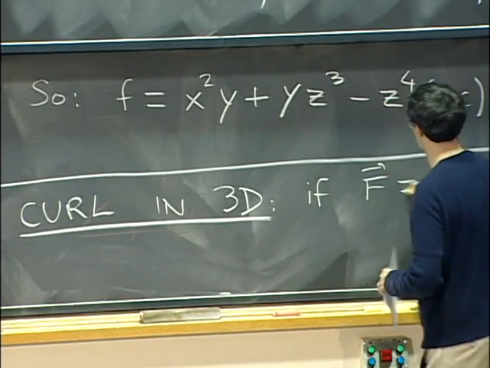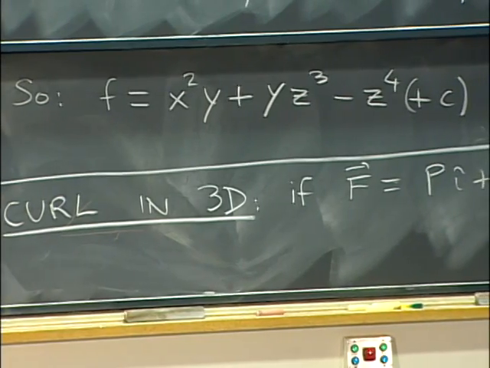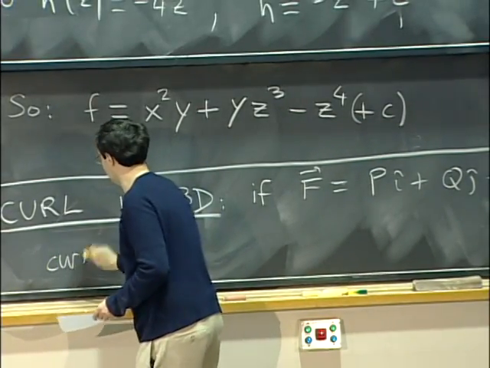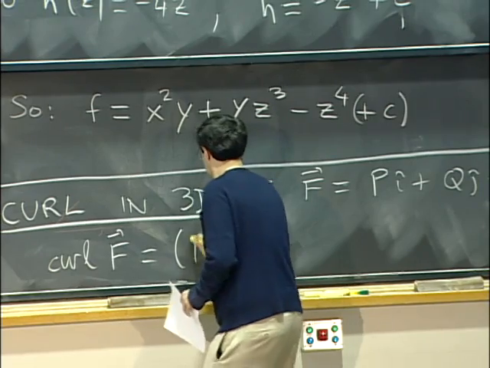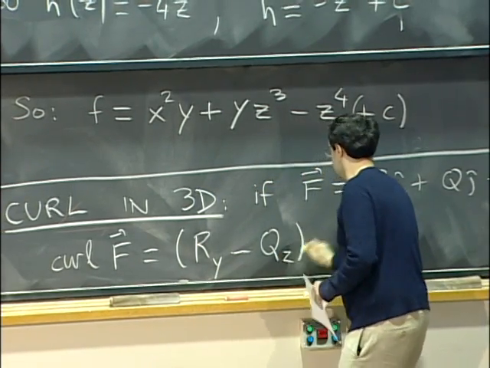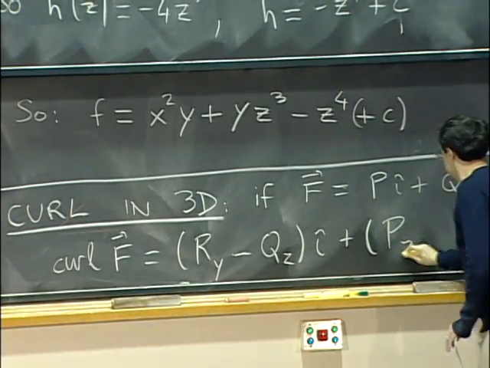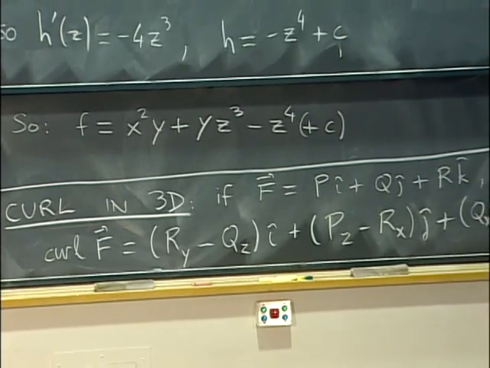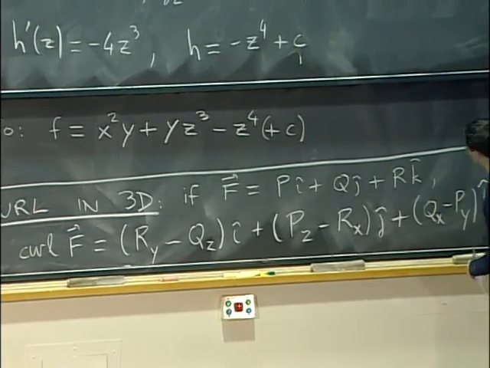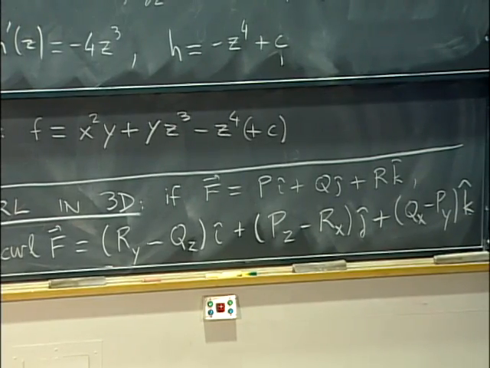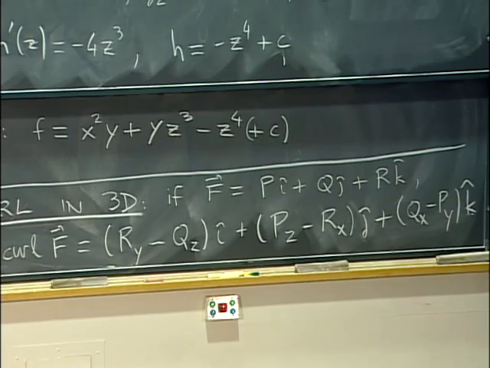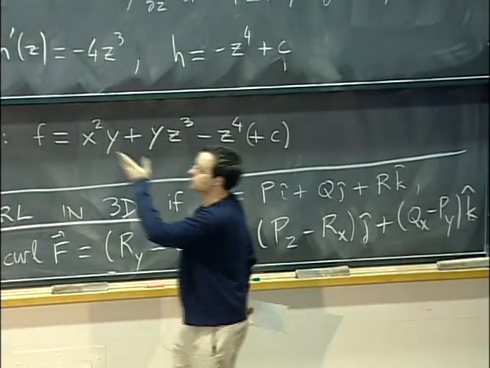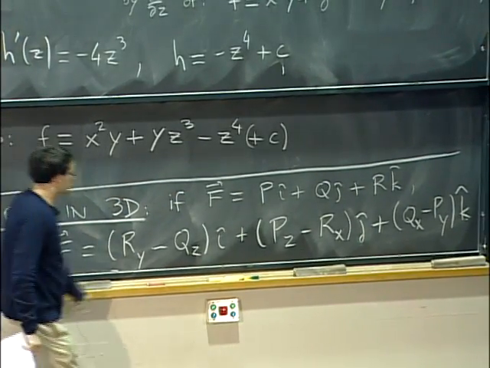So let me first give the definition anyway. Let's say that my vector field has components P, Q, and R. Then we define the curl of F to be R sub y minus Q sub z times i plus P sub z minus R sub x times j plus Q sub x minus P sub y times k. And now, of course, nobody can remember this formula. So what's the structure of this formula? Well, each of these guys is one of the things that have to be 0 for our field to be conservative.